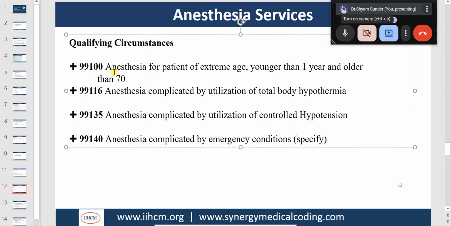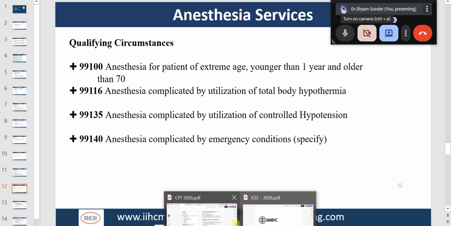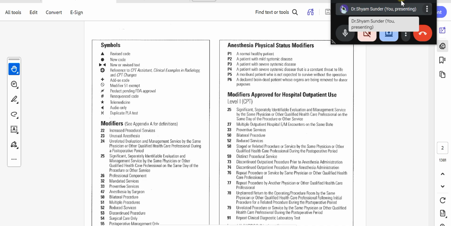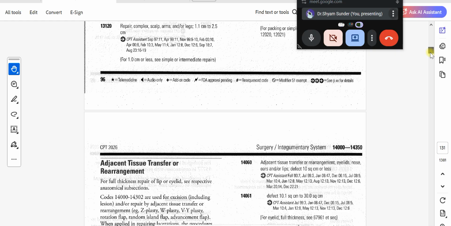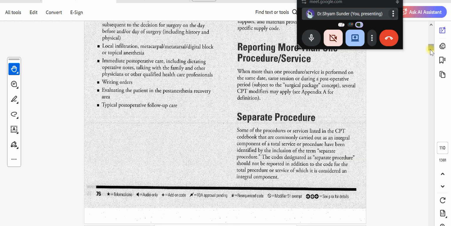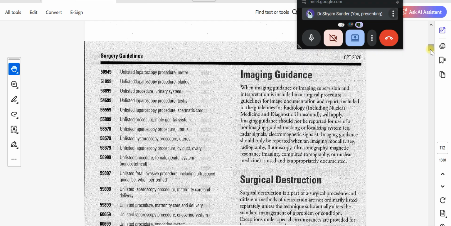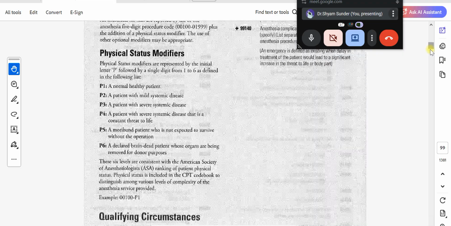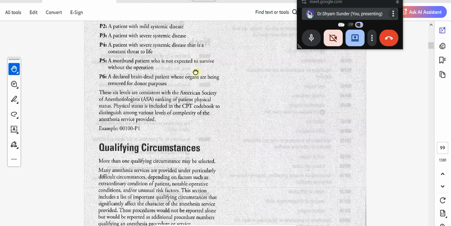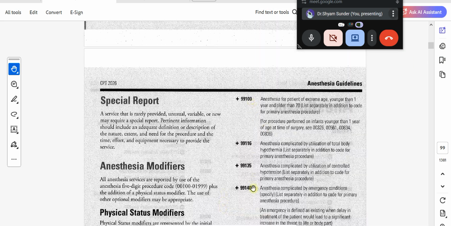All these circumstances will be documented by the anesthesiologist. Based on that only, you can assign this add-on code, qualifying circumstance. You have all these. Where do you find them? Yes, there are anesthesia guidelines. Here are your physical status modifiers and your qualifying circumstances. All this.